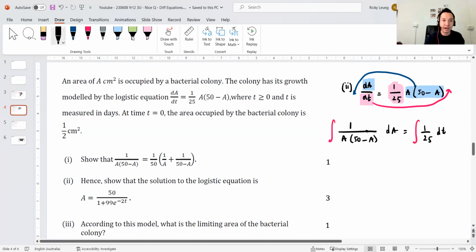Yeah. Now, like I said, guys, integrating this bit here in 3-unit extension 1 maths really is unfair, because you don't know that 4-unit students, extension 2, partial fractions, quite easy.